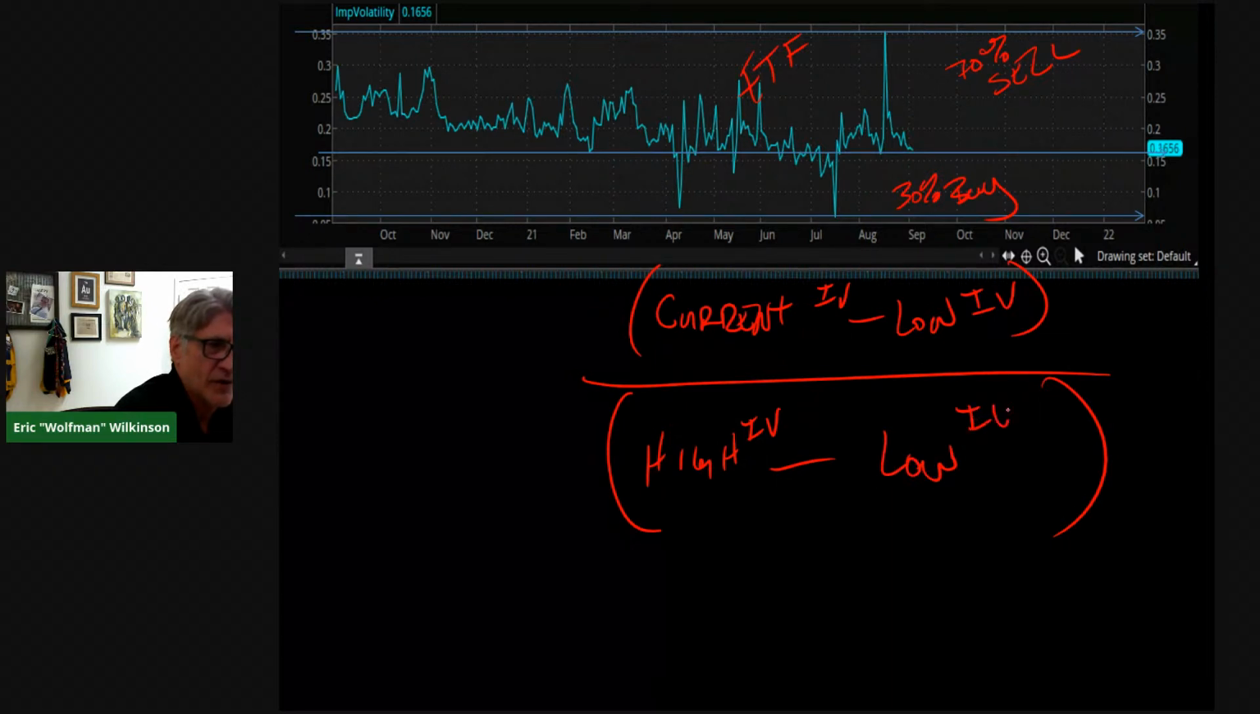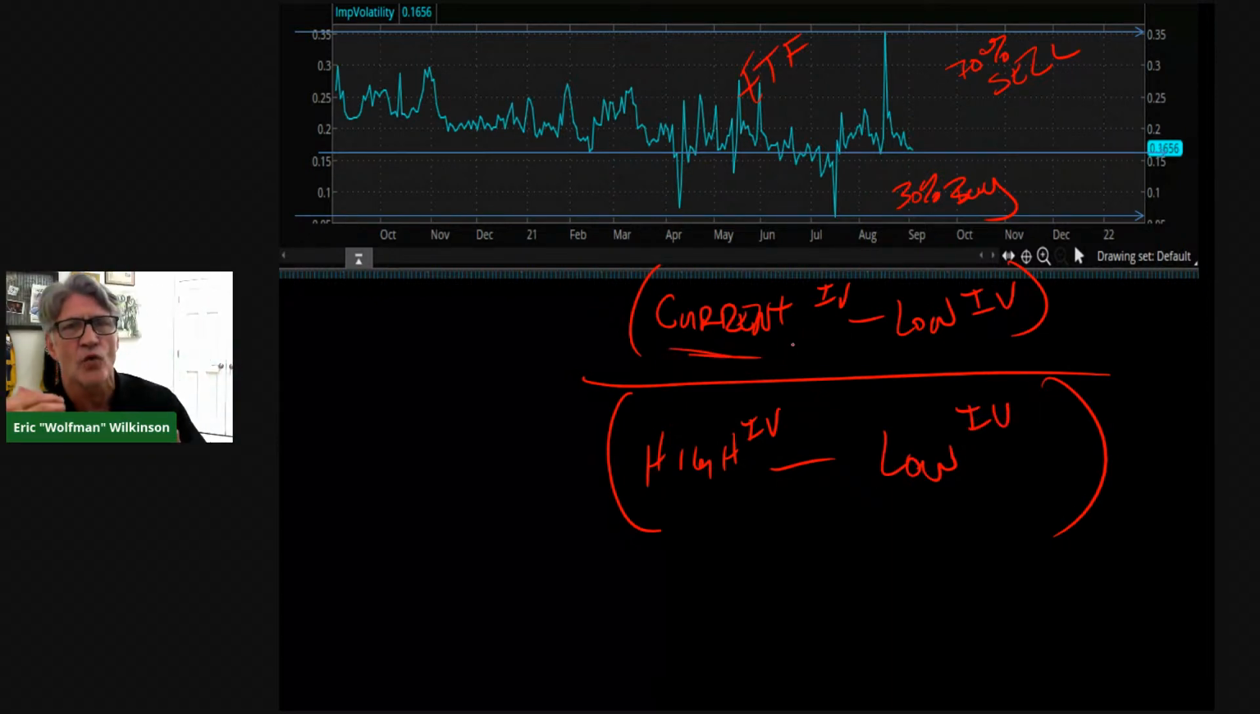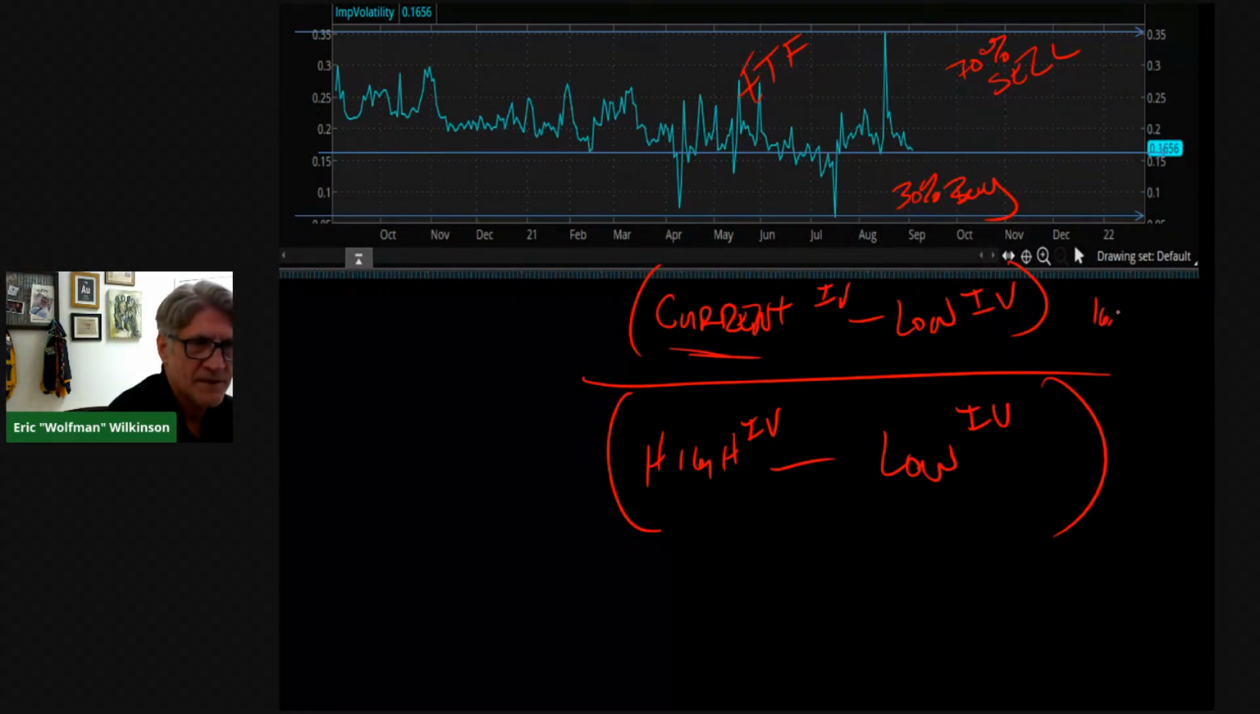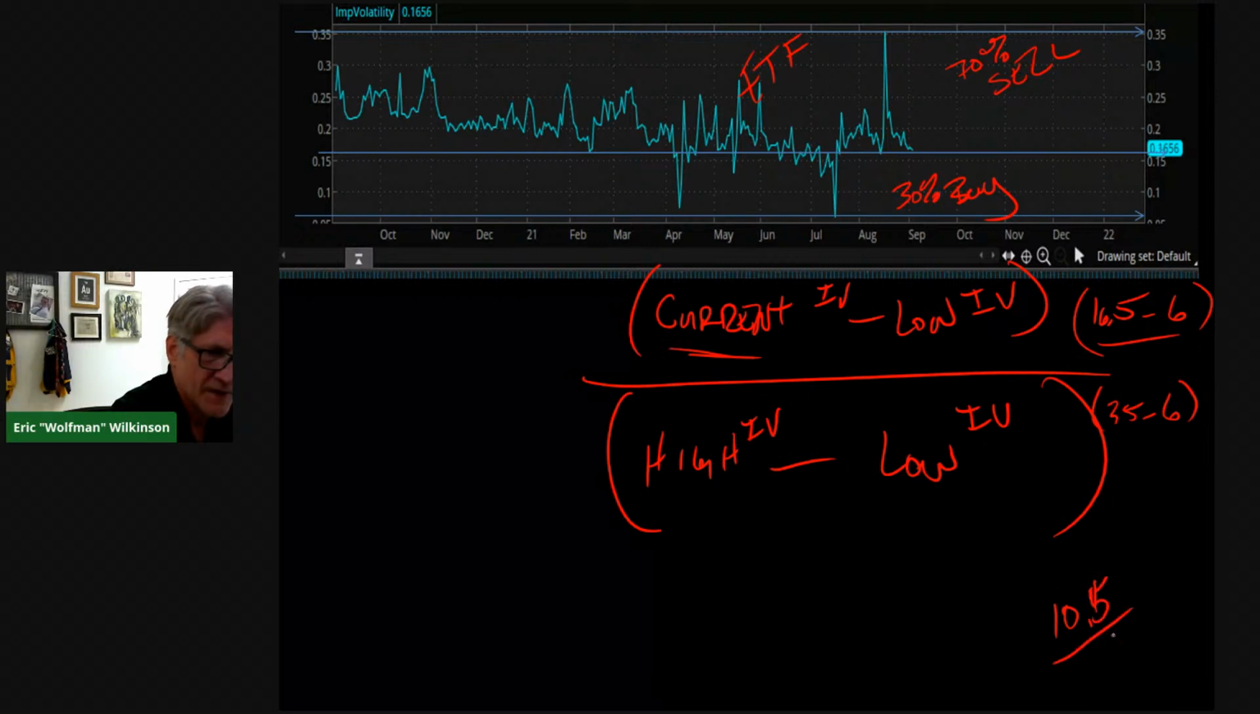So you can kind of see what this is really trying to do is ultimately find out where the current is off of the low and then what that is in relation to the entire range. So we can say that we got the current is 16.5. The low here, I'm going to call it 6, minus 6, right? And the high is going to be 35 minus the low 6. So basically, I end up coming up with 10.5 by 29. All right.